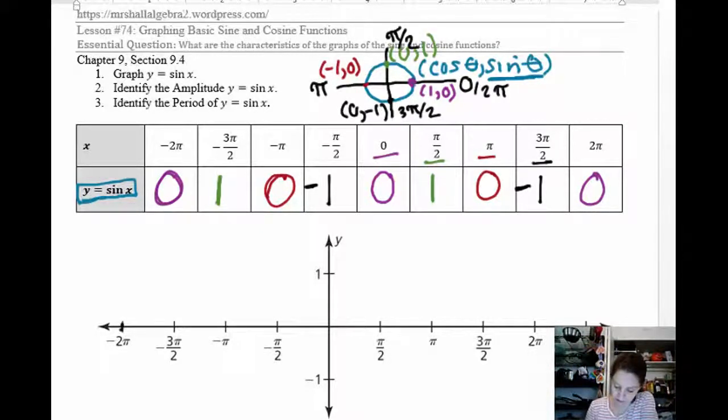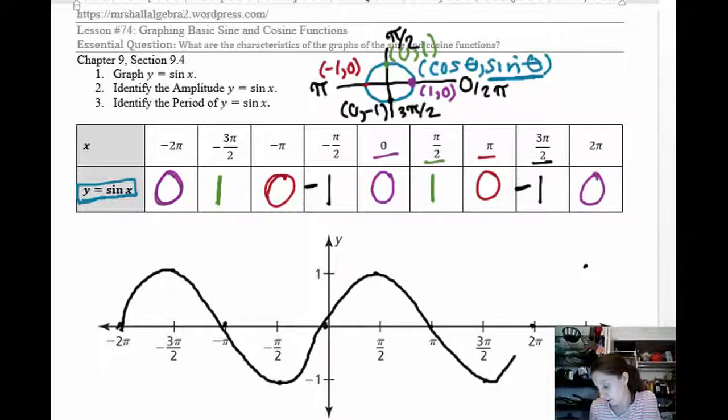Negative 2 pi, 0, we go to 1, 0, negative 1, 0, 1, 0, negative 1, 0. Oh, we didn't do 5 pi over 2, but 5 pi over 2 is the same as pi over 2. And you'll see this is the graph of y equals sine of x.